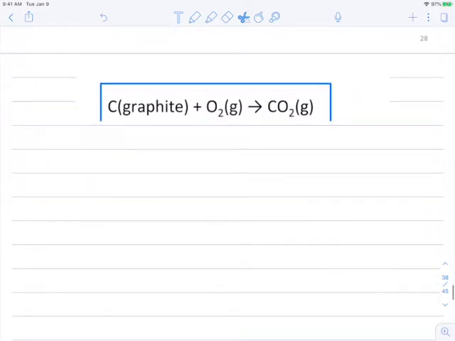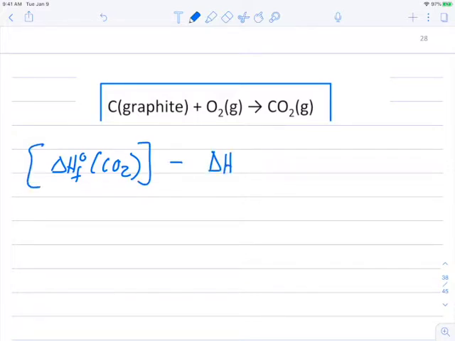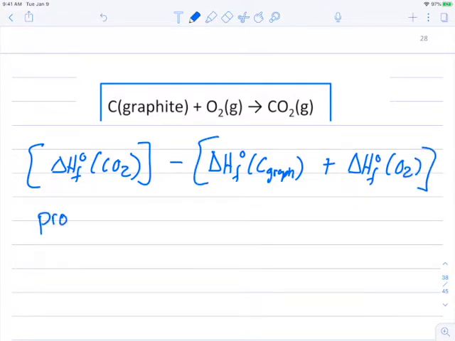All right, so the first thing I'm going to do is write it out more formally, just so you have it in your notes. You don't have to write this out for me. So I'm going to say delta H of formation for the CO2 minus delta H of formation for the carbon as graphite plus delta H of formation for the O2, and these are our products minus reactants. So again, the way I recommend that you remember these is simply as products minus reactants.